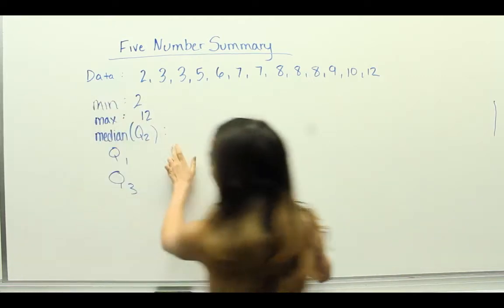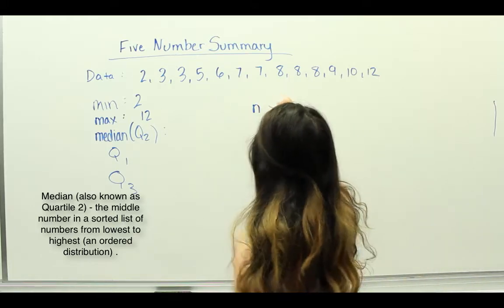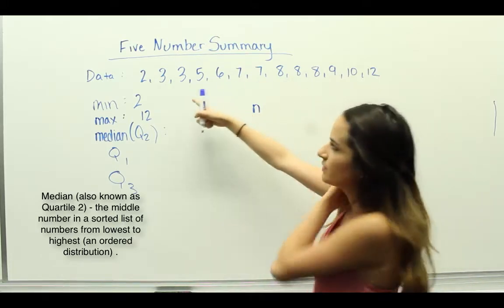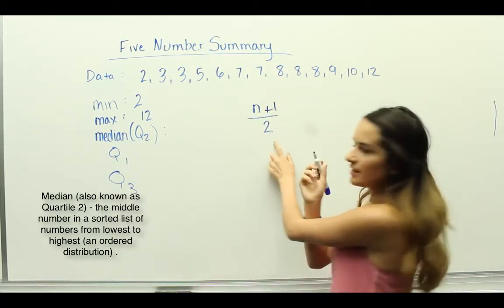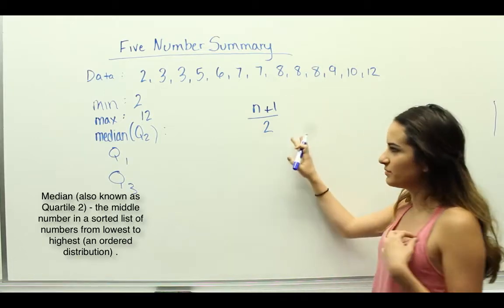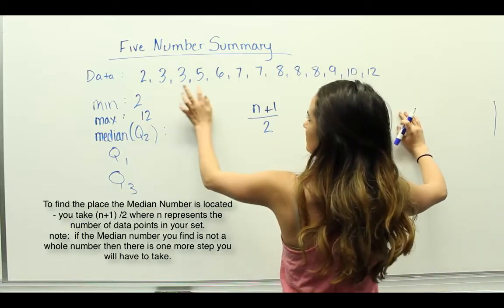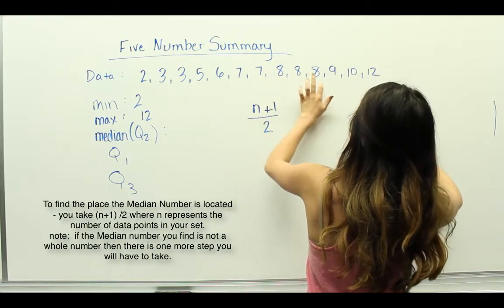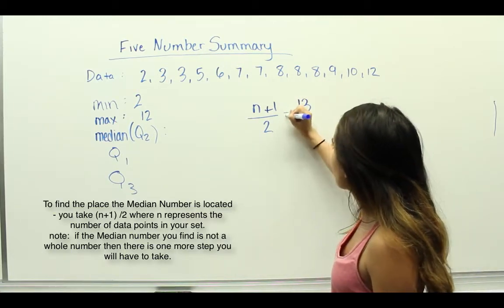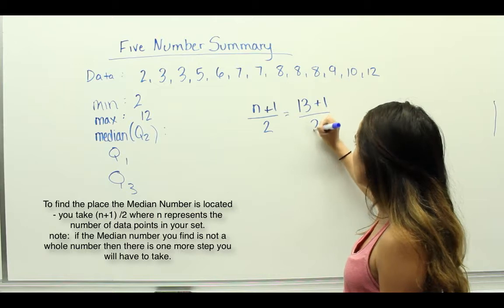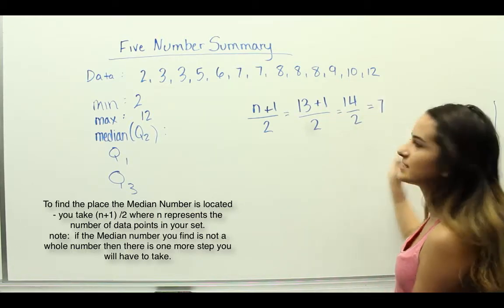Now we look at how do we solve for the median. Well, there's a formula: n, which is the total number of all your data points, plus 1, divided by 2. This formula will get you your median. So in this case, let's look at our data set. We have 1, 2, 3, 4, 5, 6, ... 13 numbers. So n would be 13, so 13 plus 1 divided by 2. So this would be 14 divided by 2, which would equal 7.